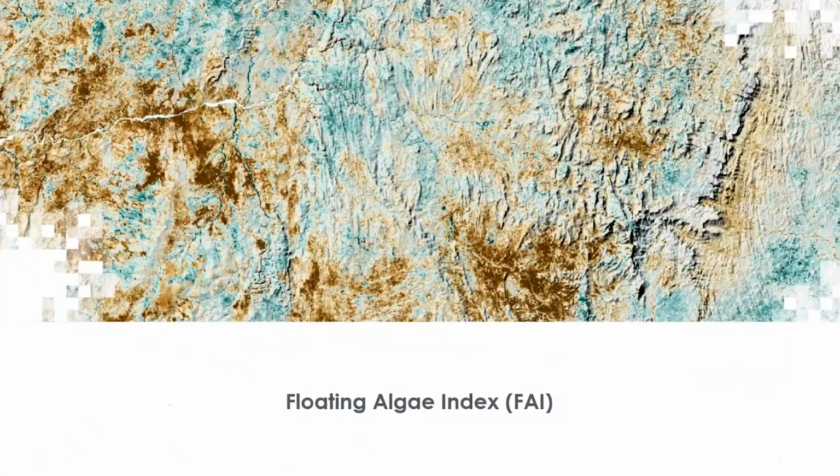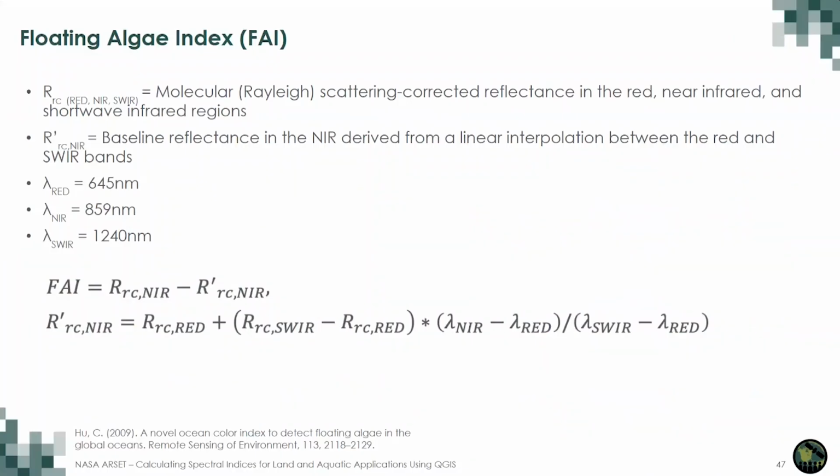Moving on to the floating algal index. This is the equation for the floating algal index. Note that it uses reflectance values in the red, near-infrared, and shortwave infrared regions of the spectrum, and is similar to other indices or methods used for chlorophyll.